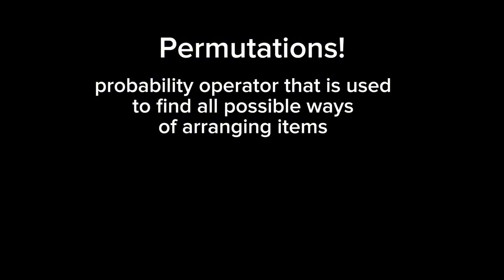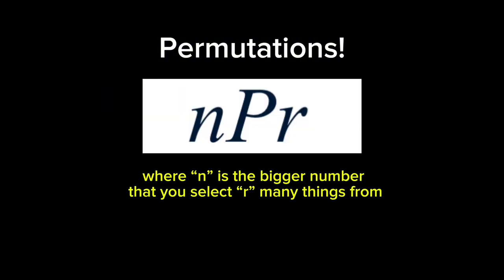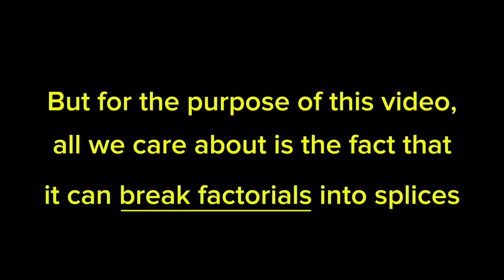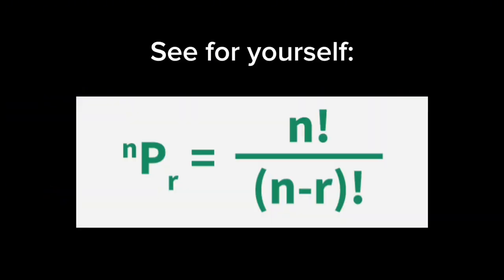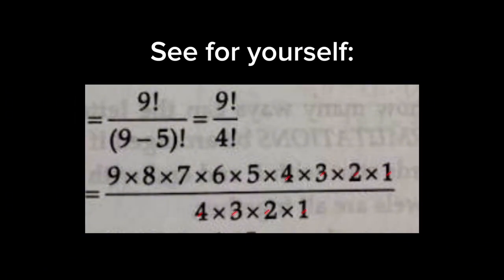Since there's no guarantee many also learn permutations, here's a quick overview of them. It's a probability operator that is used to find all possible ways of arranging items. It looks like this, wherein n is the bigger number that you select r many things from. But for the purpose of this video, all we care about is the fact that it can break factorials into splices. It breaks factorials by dividing them by other factorials. So you can cancel out the bottom factorial with parts of the above one.